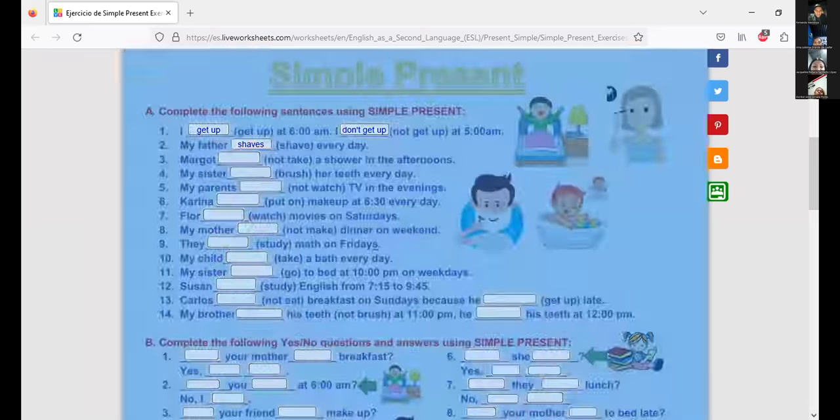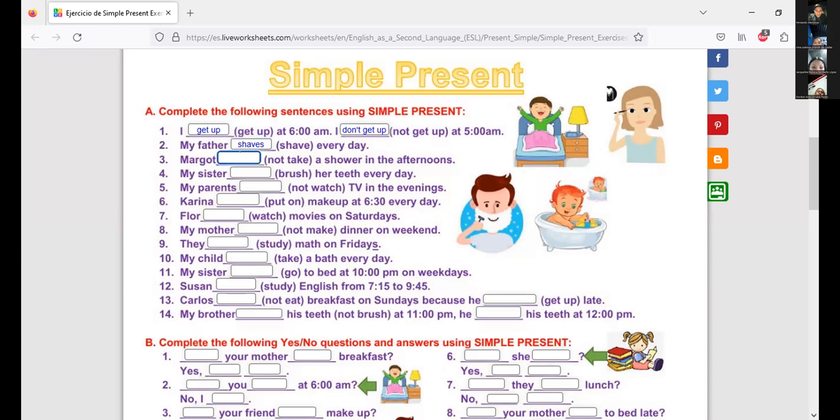With a gilet. Okay, number three, Margot. Negative? Doesn't take a shower in the afternoon. Doesn't take. Number four. My sister brushes her teeth every day. Number five. My parents don't watch. Exactly. Don't, because it's plural, right? Don't watch TV in the evening. Yeah, and so on, you complete all the sentences.